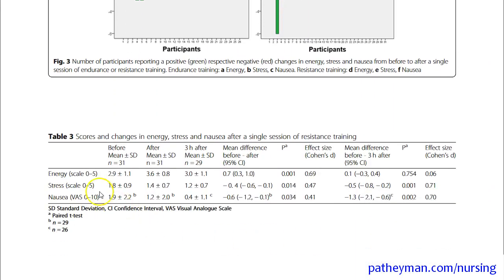They also show you the things here. So energy, and they show you before, after, and then 3 hours after. And then they show you the mean difference from before and after. And then they tell you the p-value, so you can see whether it is significant or not. And they're also using effect size, which is Cohen's d. And again, that's a nice way of showing, was this a significant difference clinically, or maybe it was statistical, but not clinically significant. And again, interpreting Cohen's d is actually out of the scope of this particular course at this time.